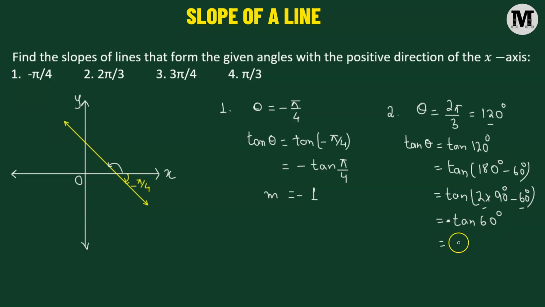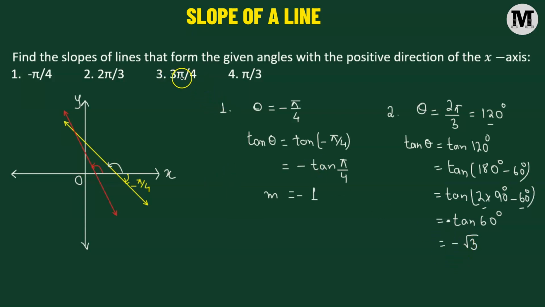And what's the value of tangent of 60 degrees? That's going to be square root of 3. And we're getting a value which is negative square root of 3. So this is the slope of that particular line. And clearly we're getting a negative value. That's because we started out with an obtuse angle. So let's check that out in the coordinate axis as well. So this angle is 120 degrees, 2 pi over 3 radians, and this is an obtuse angle, and that's the reason why we're getting a negative slope.